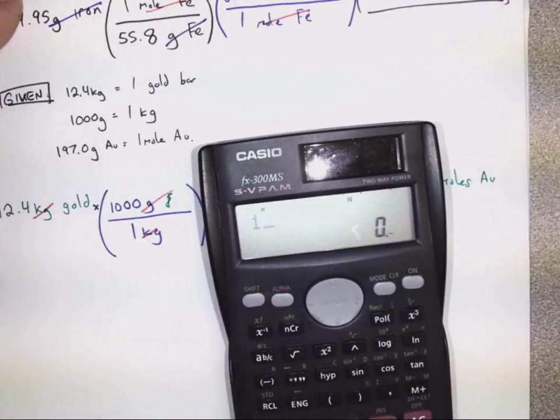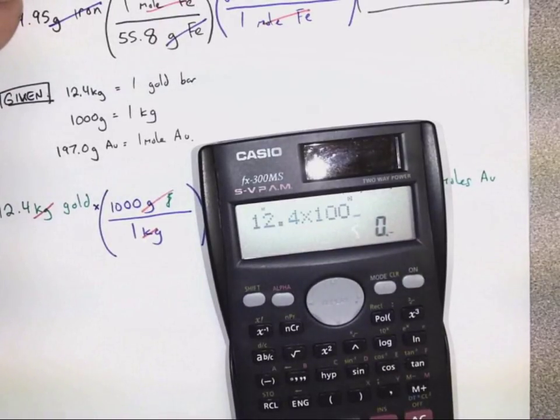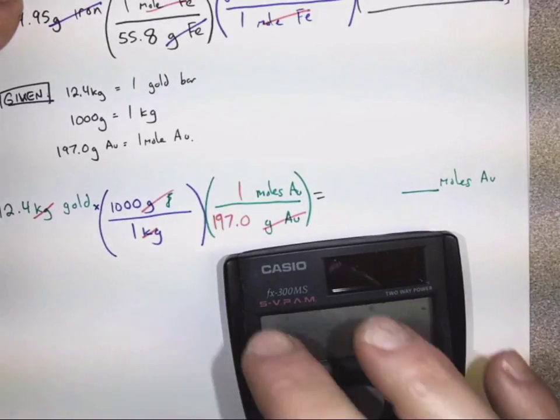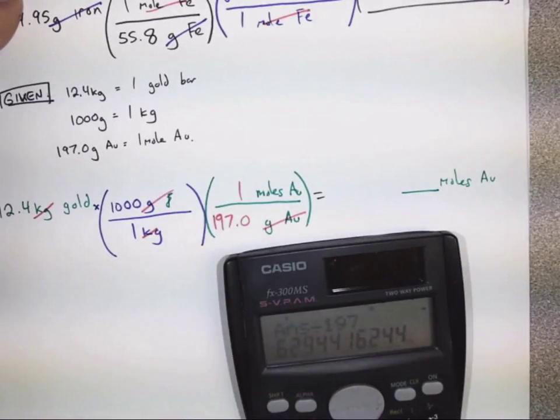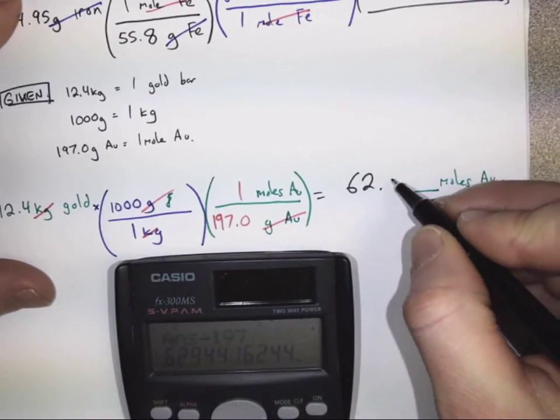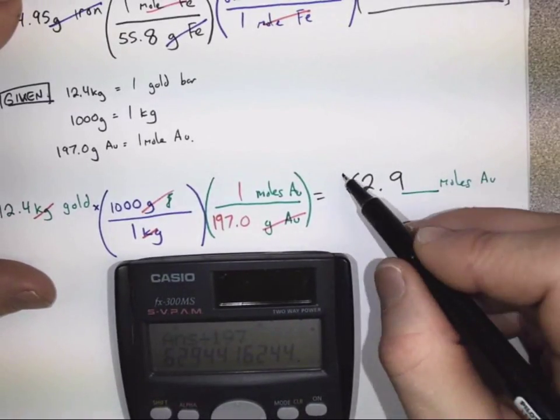So 12.4 times 1,000 minus 0 times 1, and then we're going to divide by 197. It's going to be 62.9 moles of gold.